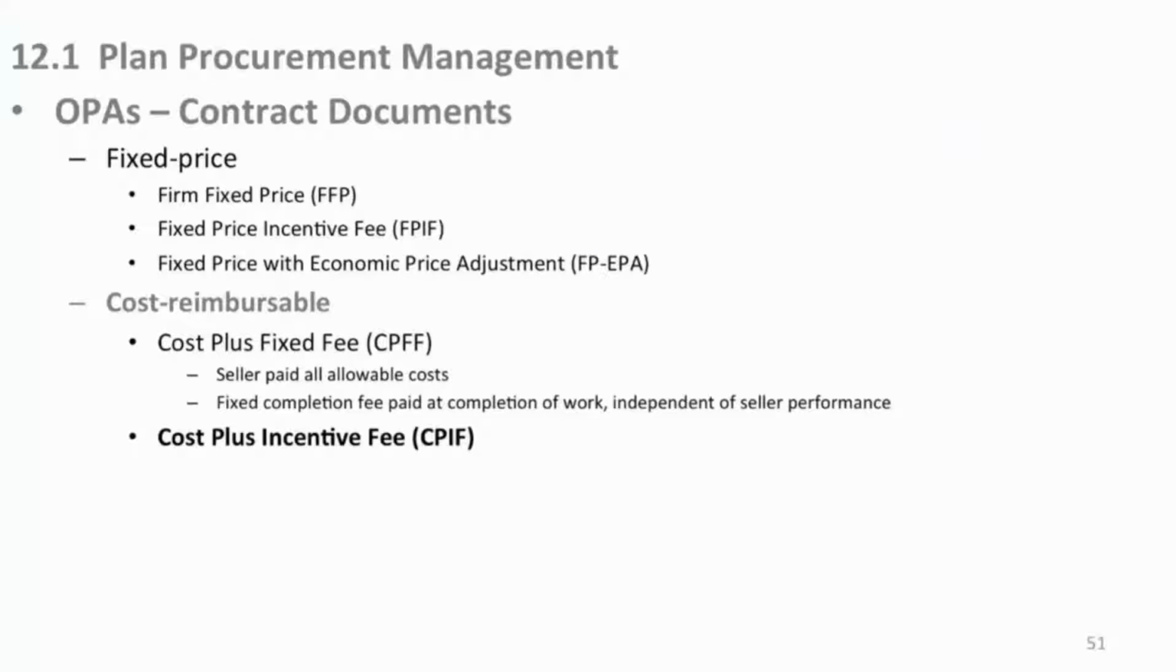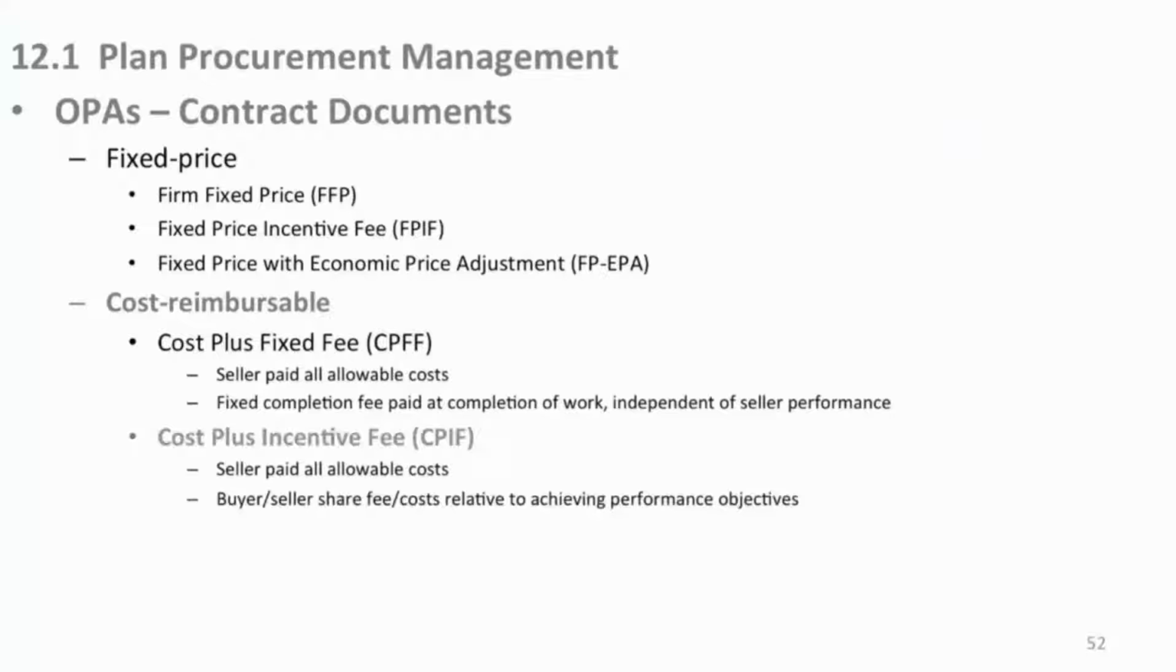Now here is the incentive fee for cost reimbursable. Again, you'll pay me for all allowable costs in the contract. However, you and I as buyer and seller will share some costs relative to the performance objectives that you give me as the seller. So if I meet certain objectives, the price may go down a bit, or you may give me a fee. It's all detailed in the terms and conditions.